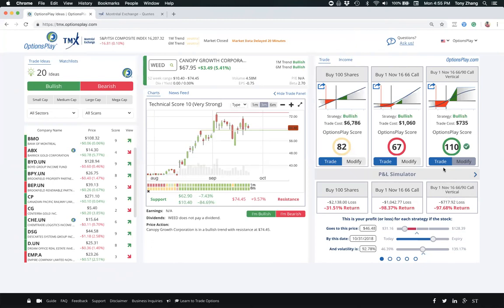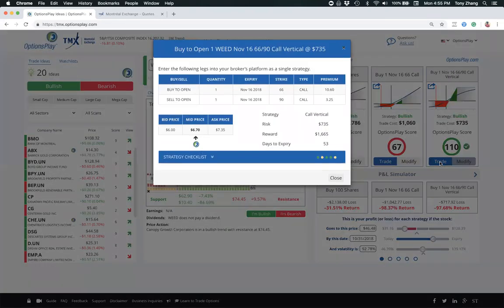So if you're looking at this trade and you decide that this is a trade that you want to make, you can hit the trade button. And first of all, what we do is we give you the details on how to enter this trade into your broker's platform, so that if you're trading the strategy at whatever brokerage platform you have in Canada, you can enter these trades as we print out in front of you so that you can enter this trade correctly.